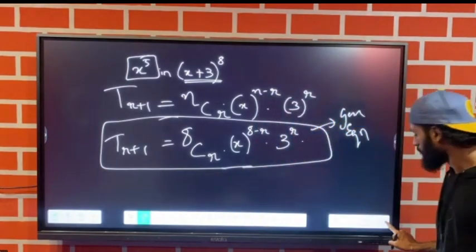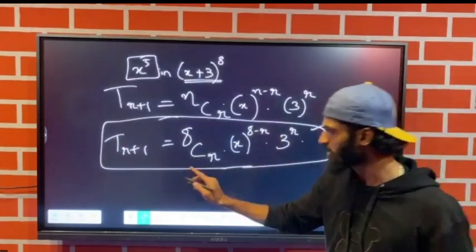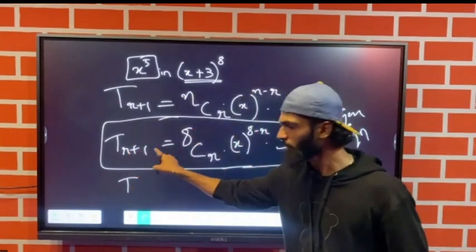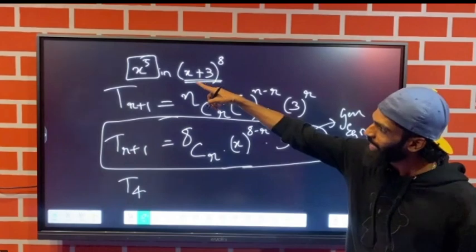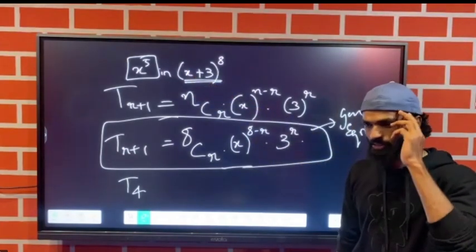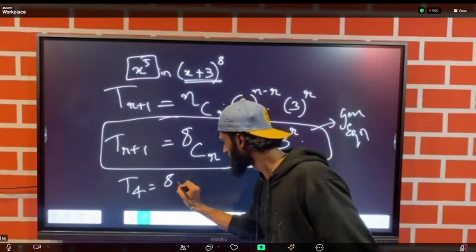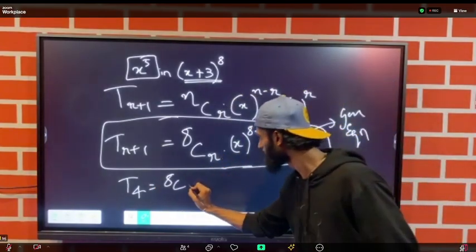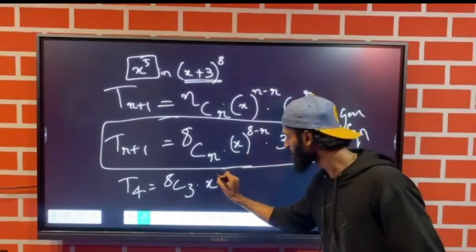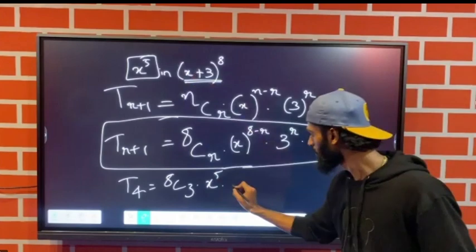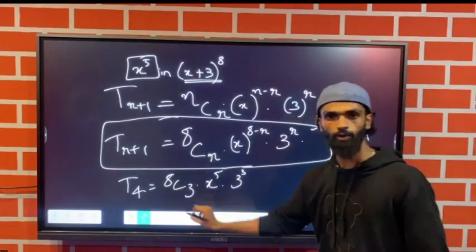You know the value of r. Should you show this? Most important step. You will take the value of r and start substituting from the left hand side. So this becomes T(r plus 1), 3 plus 1, T4, which means the fourth term was where x power 5 was lying. Can we just do that by instinct? Impossible. There's a logic involved here. It is equal to 8C, what's the value of r? 3. Dot, x power 8 minus 3, 5. That's exactly what I wanted in the question. Dot, 3 power r is 3.